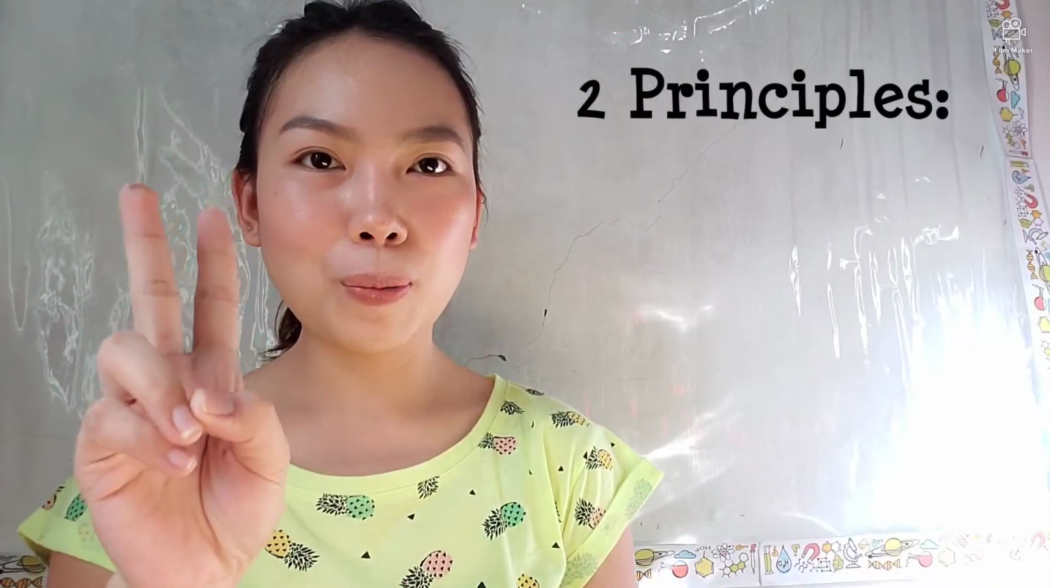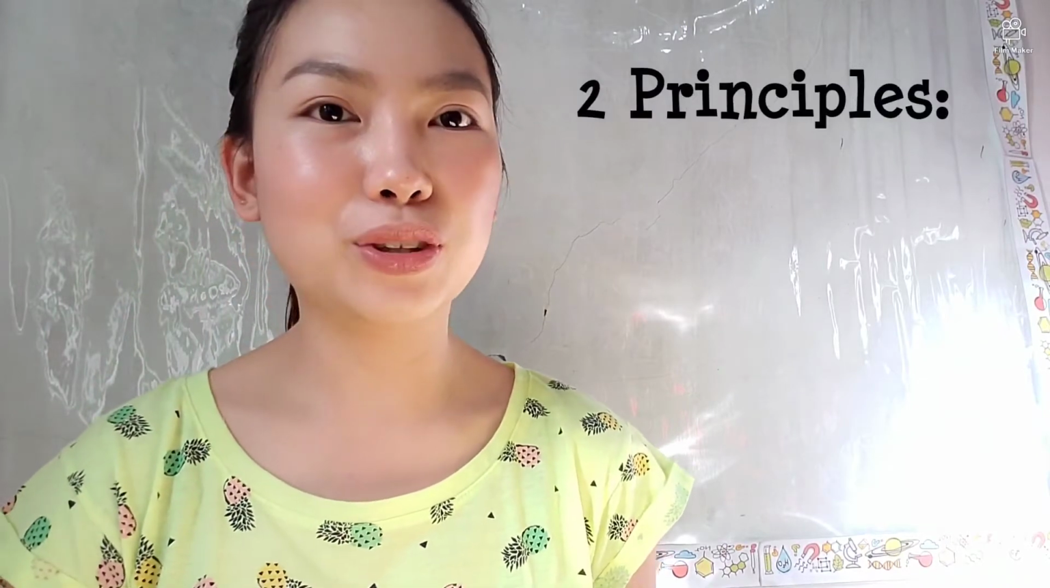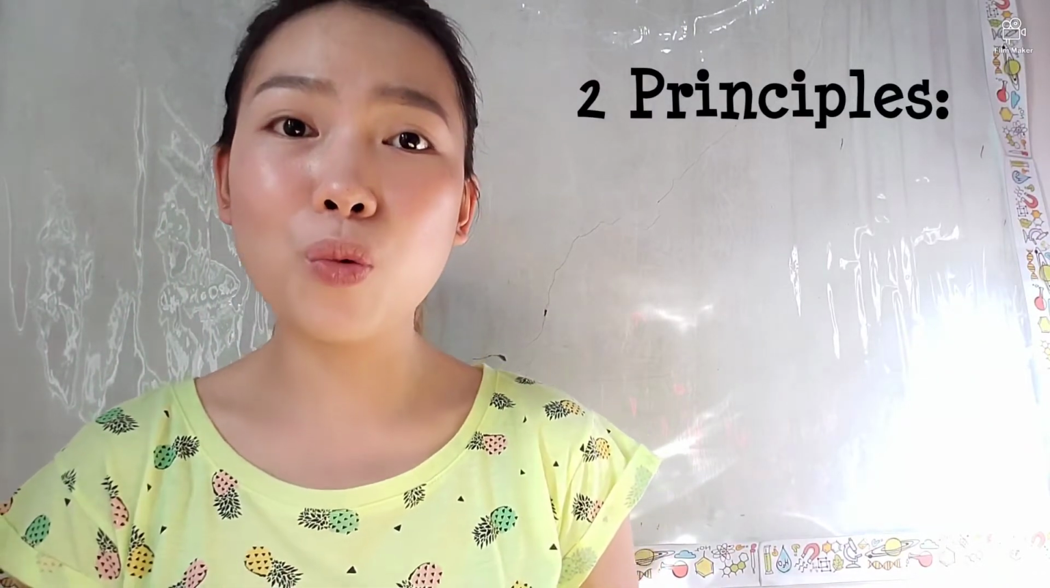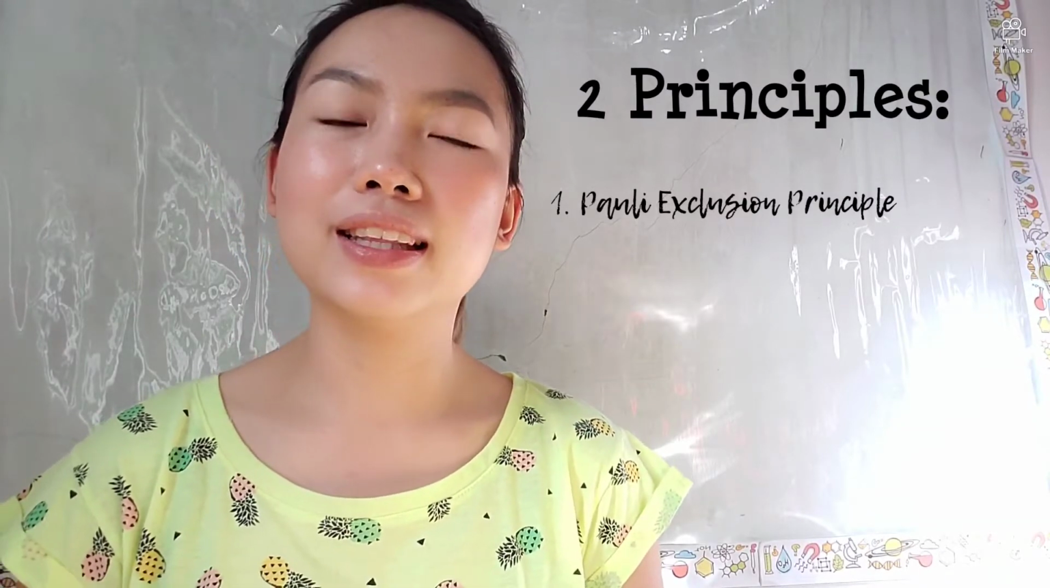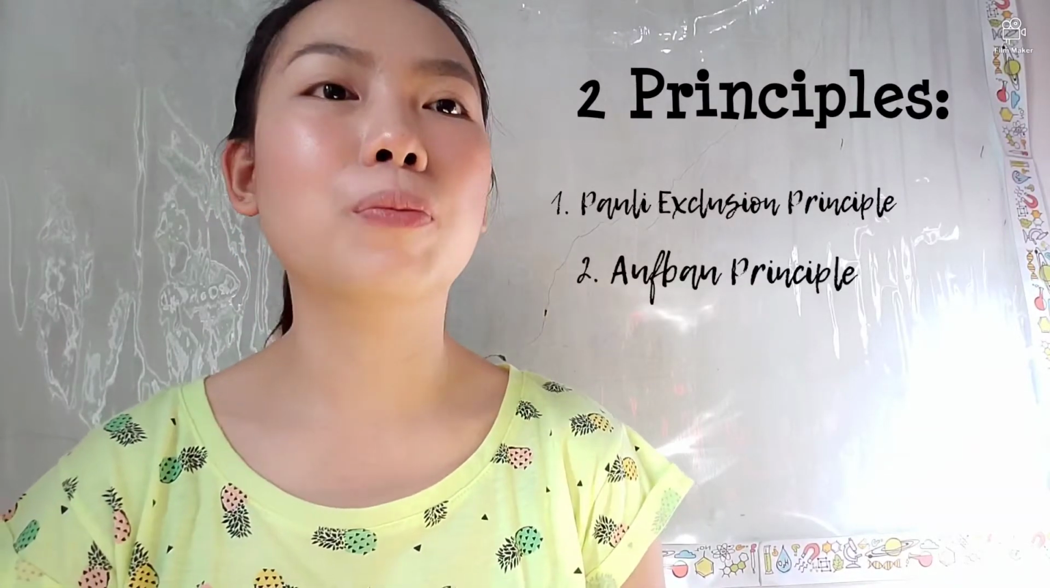Now, in our video today, we will focus on the arrangement of the electrons, kung paano naka-arrange ang electrons ng isang atom using electron configuration. We have two principles in electron configuration. Number 1 is the Pauli exclusion principle, and the second one is the Aufbau principle.